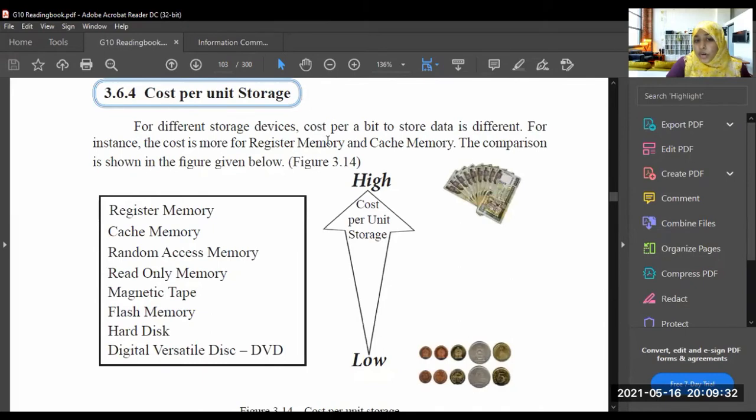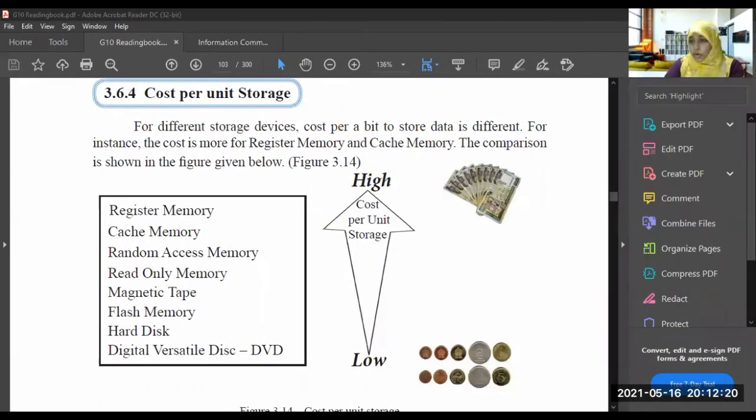For different storage devices, the cost per bit to store data is different. For instance, the cost is more for register memory and cache memory. The comparison is shown in the figure given below. Right? So here the cost is more. For now, you know the capacity of the storage devices and the access speed of the storage devices.